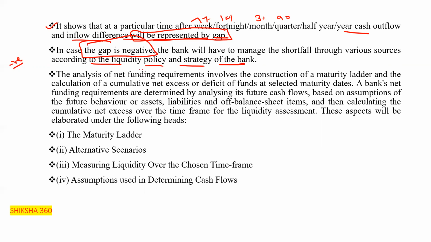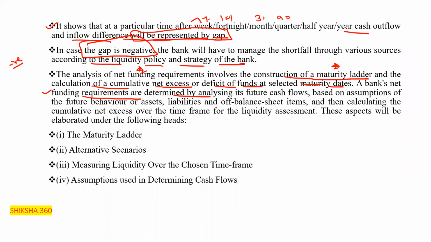The analysis of the net funding requirement involves the construction of a maturity ladder and the calculation of a cumulative net excess or deficit of funds at selected maturity dates. A bank's net funding requirements are determined by analyzing its future cash flows, based on assumptions of the future behavior of assets, liabilities, and off balance sheet items.